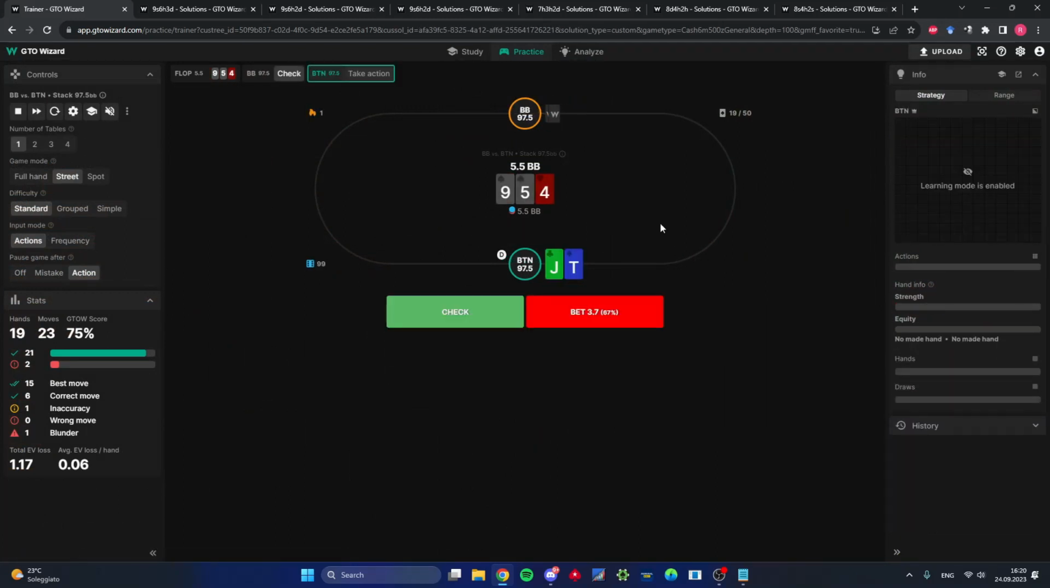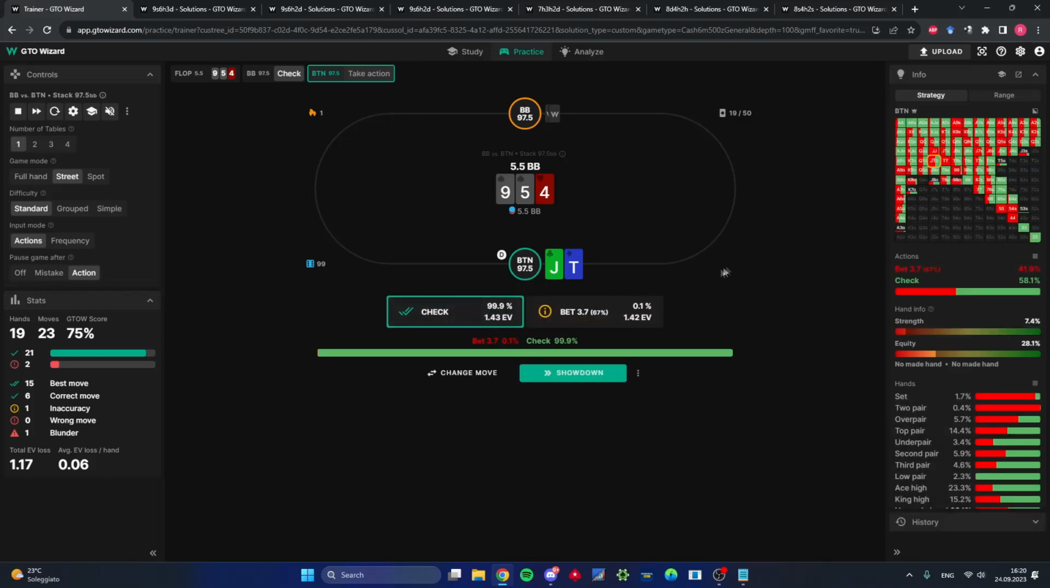All right, 9-5-4 two-tone. The 5 and the 4 are connected, so it's a bit worse than 9-5-deuce, for example. And not having the backdoor flush draw here, not having a spade in our hand, not even having a heart in our hand, even though Jack 10 is betting quite a bit, I think this one is just a check here.